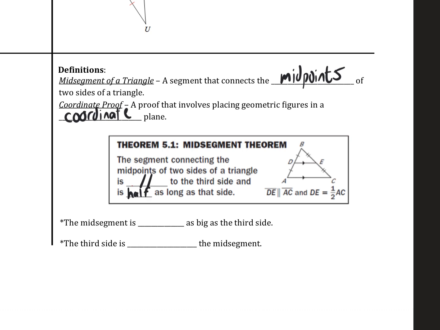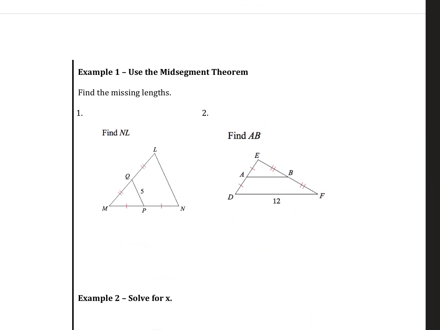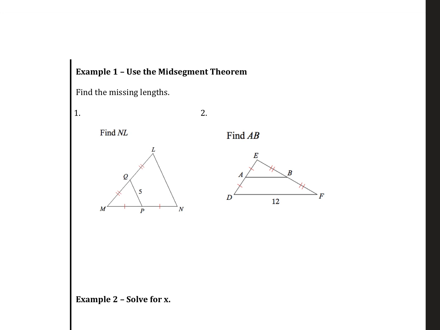So to simplify that, the midsegment is half the third side, and if the midsegment's half, what would the third side be in relation to the midsegment? It would be double, right? The opposite of half would be double. Okay. Sounds good. So let's go ahead and look at example 1 here.